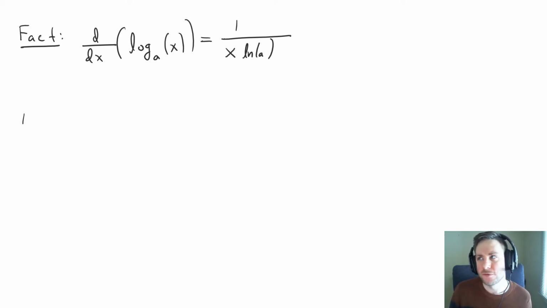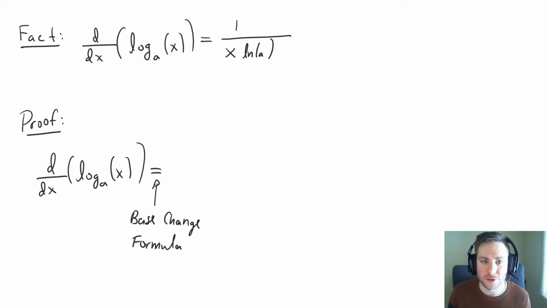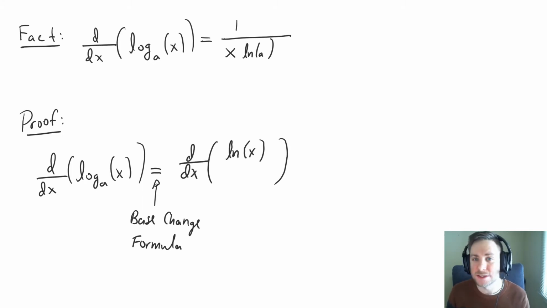But why is this derivative formula true? Let's prove it. Our task here is to show what the derivative of log base a of x is equal to. And the key is to recognize that we have the ability to change the base of our logarithm, which we can use to our advantage because we already know how to take the derivative of the base e logarithm. The base change formula says that we're allowed to express this as a base e logarithm, provided we divide by the log of the original base.